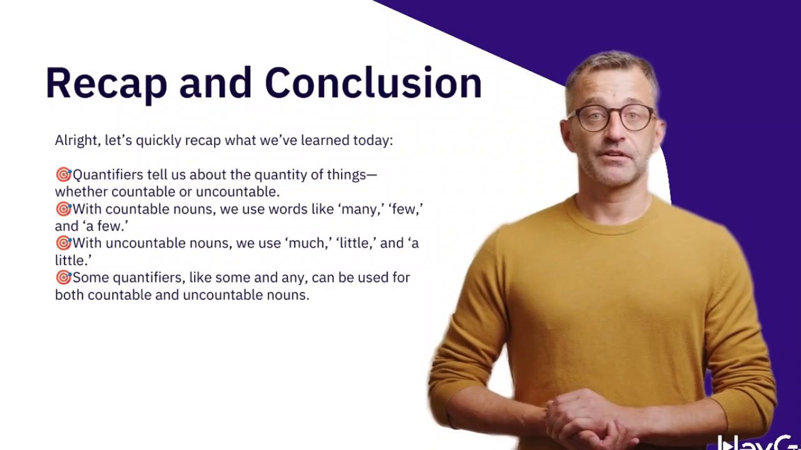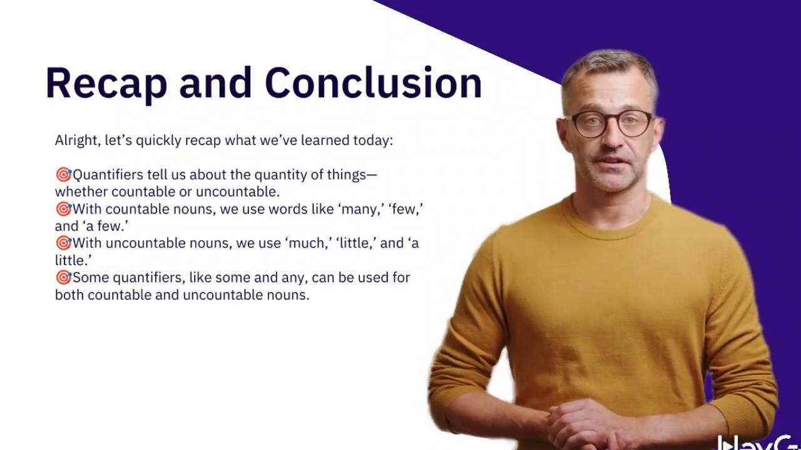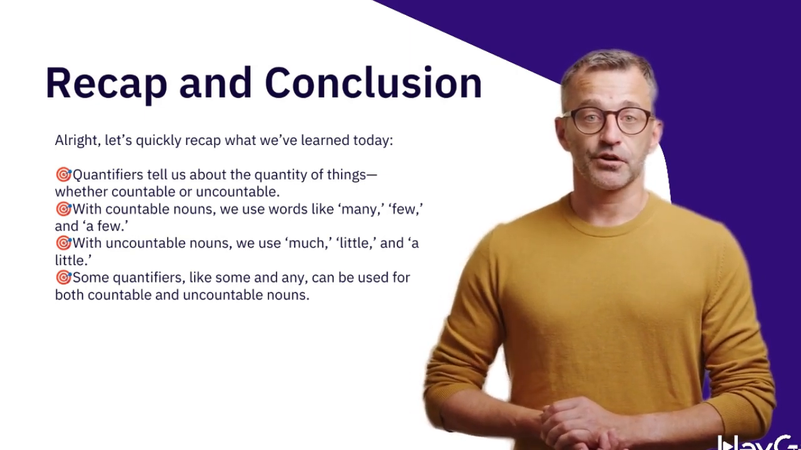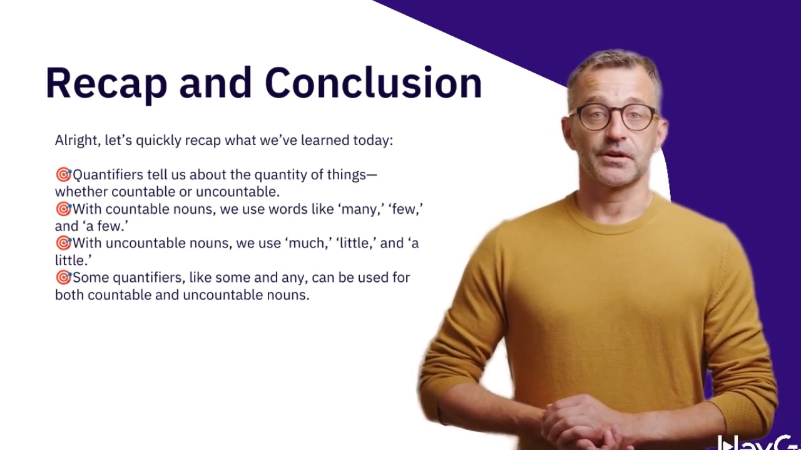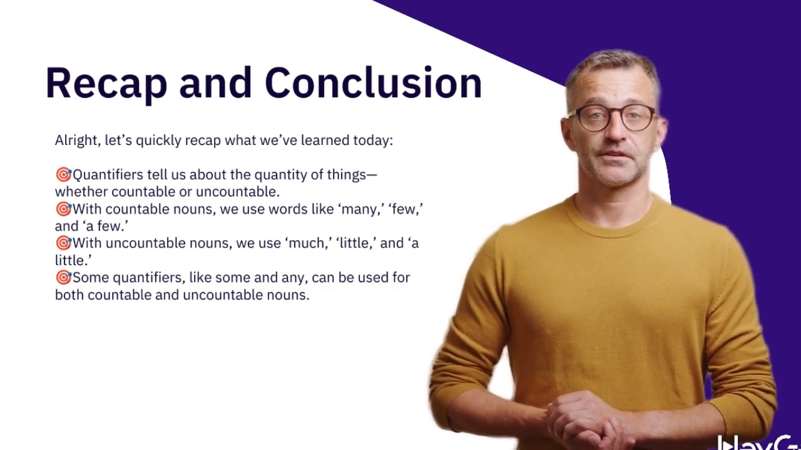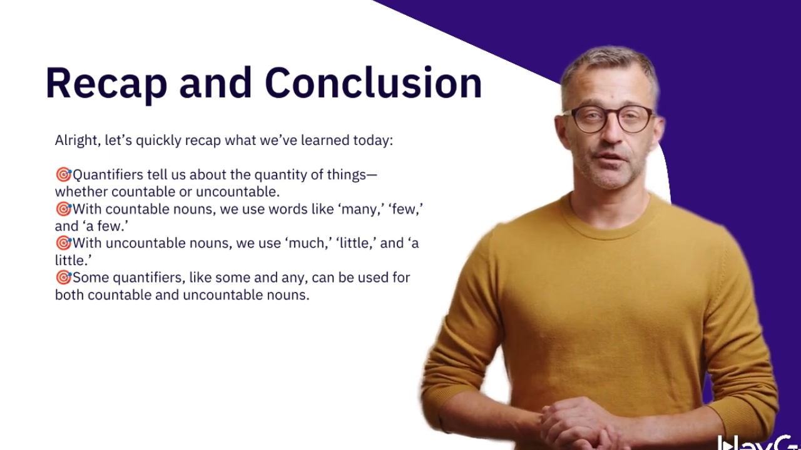All right, let's quickly recap what we've learned today. Quantifiers tell us about the quantity of things, whether countable or uncountable. With countable nouns, we use words like many, few, and a few. With uncountable nouns, we use much, little, and a little. Some quantifiers, like some and any, can be used for both countable and uncountable nouns.